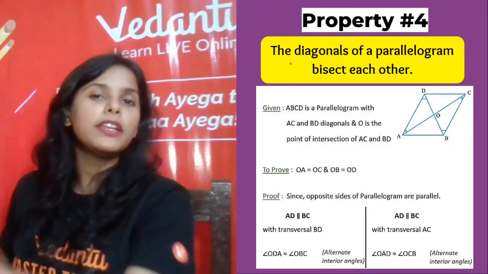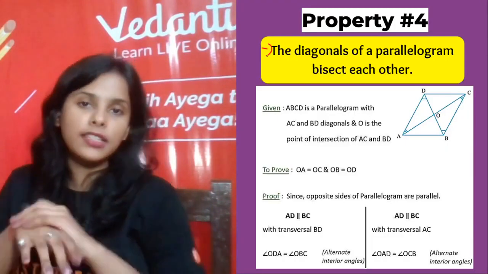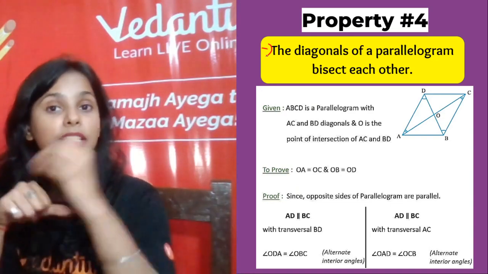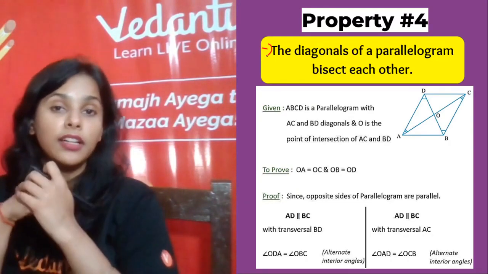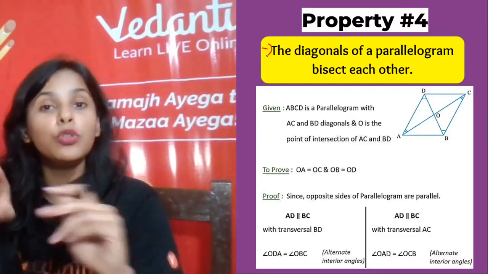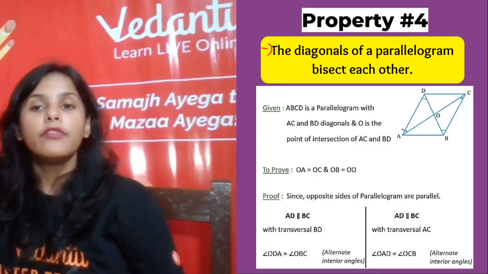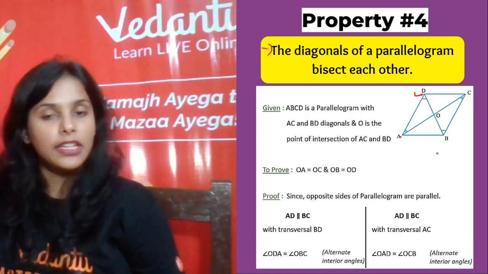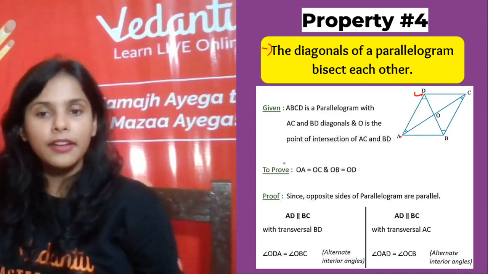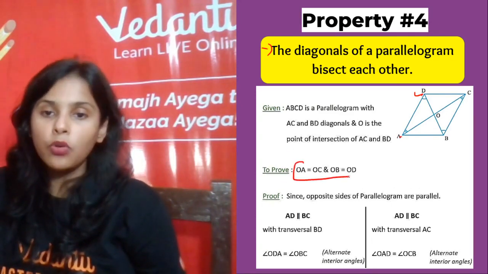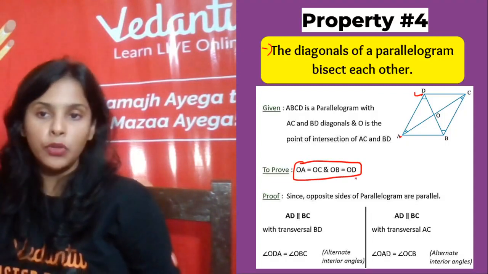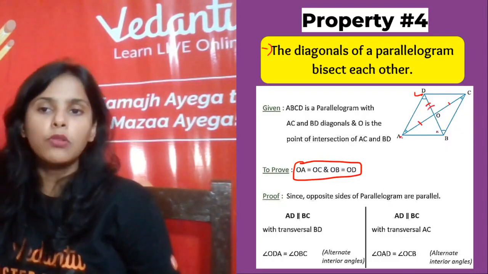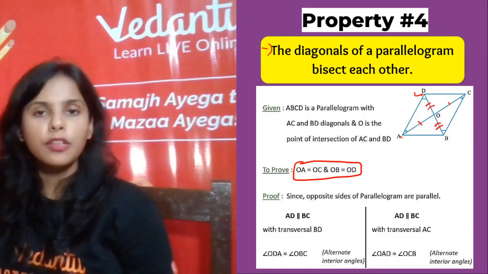Property number 4. Now understand this very carefully: diagonals of the parallelogram bisect each other. That means each diagonal will be divided into two equal parts. We have two diagonals in the parallelogram, AC and BD. Now we have to prove that OA is equal to OC and OB is equal to OD. That means AO is equal to OC, OD is equal to OB. How will we prove it?